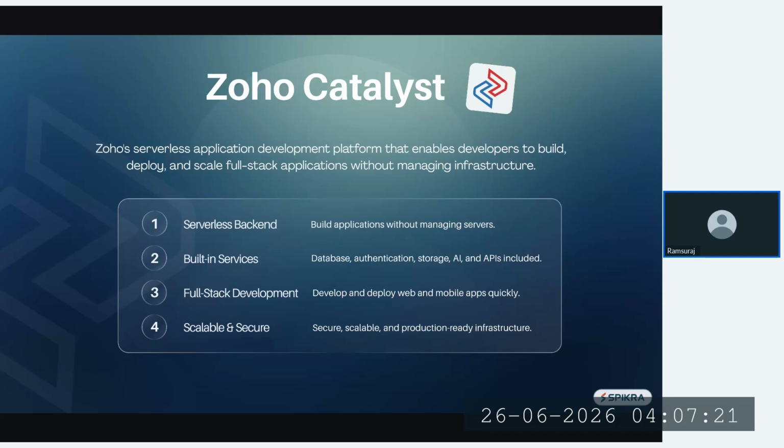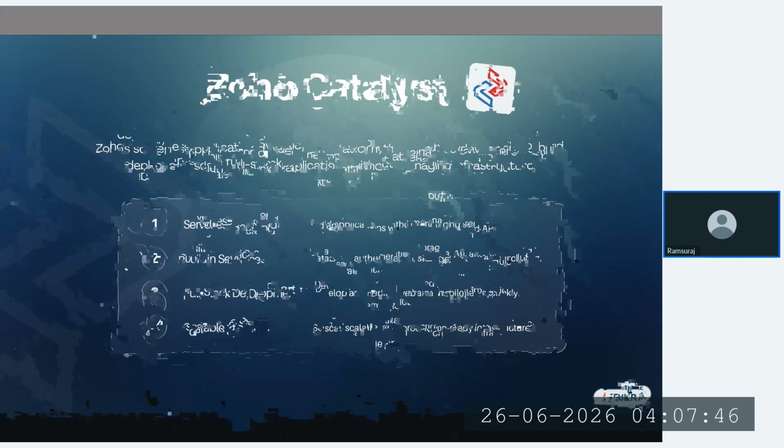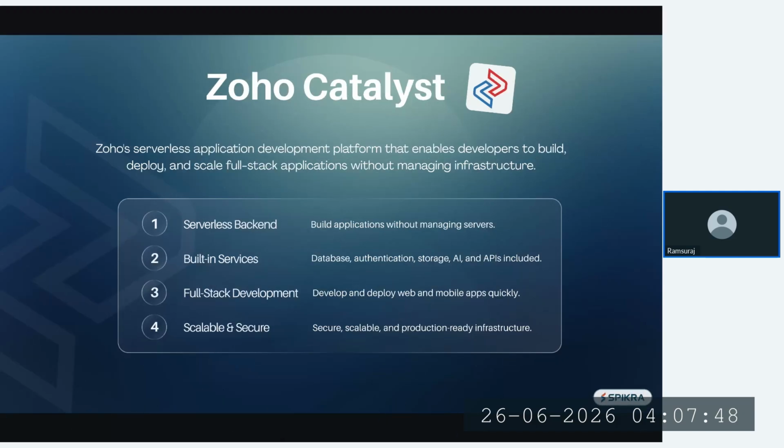It also takes care of authentication. If you are building a customer portal, you need login and sign up functionality, right? Catalyst allows you to implement this securely, and it also handles the file storage part using the Catalyst file store. It also has AI capabilities such as QuickML, OCR, speech to text, and integrations with LLMs.